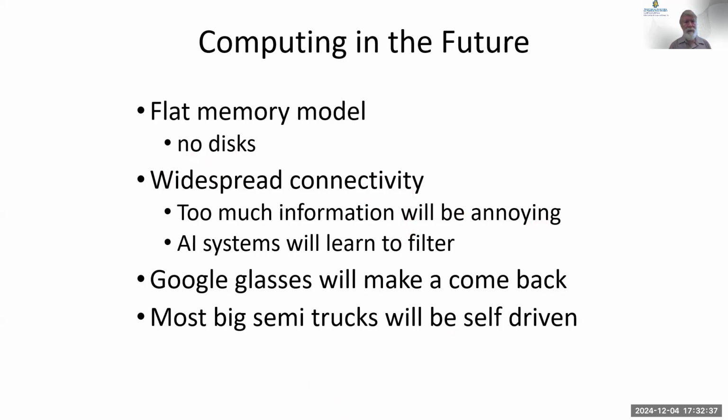Widespread connectivity. Well, you've just about beat that one to death. Everything's connected to everything now. But that also, as I mentioned last time, has its dangers. If something breaks, everything breaks. AI systems we use to filter out what's going on.